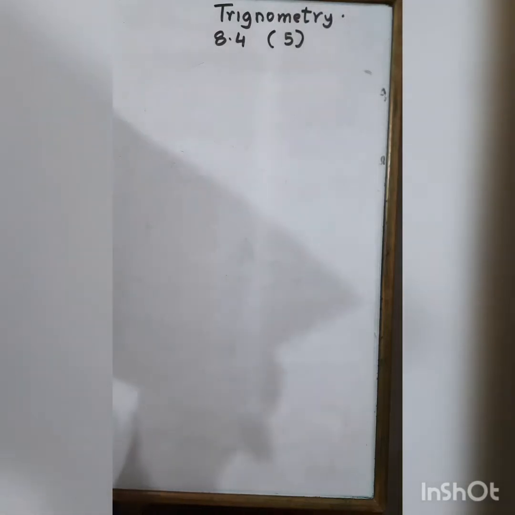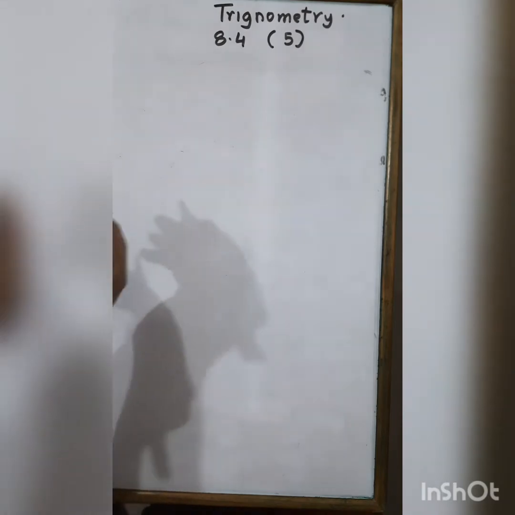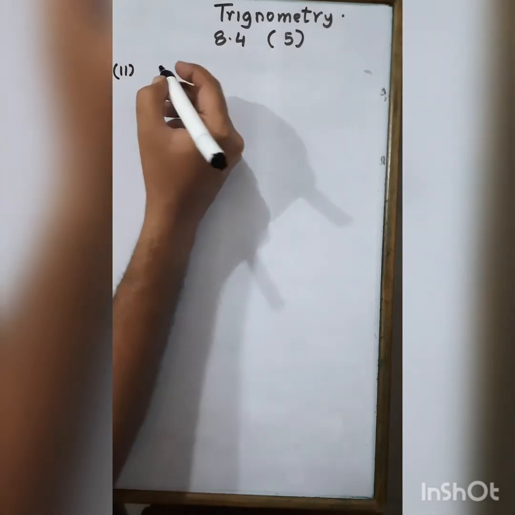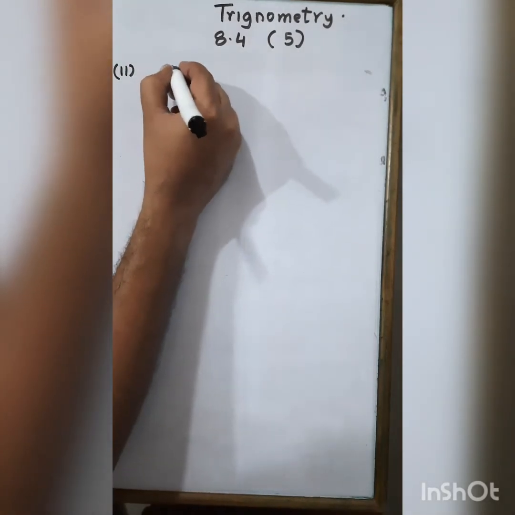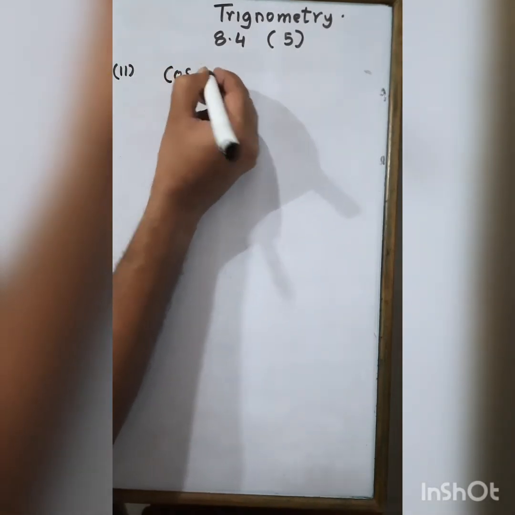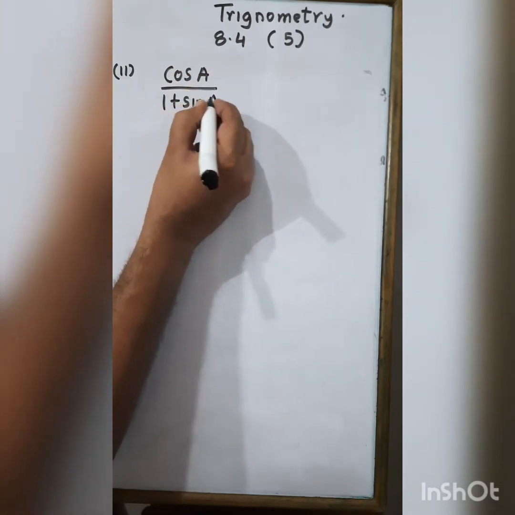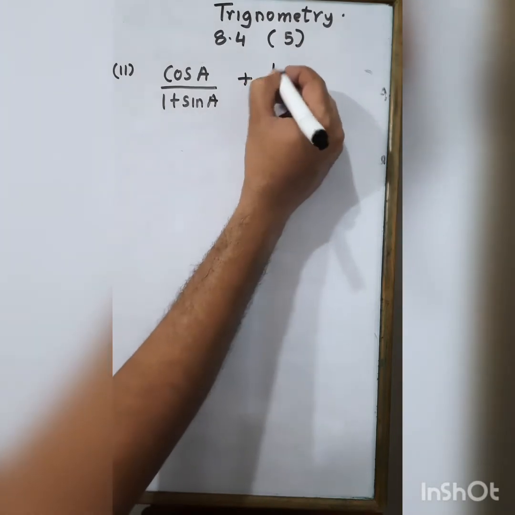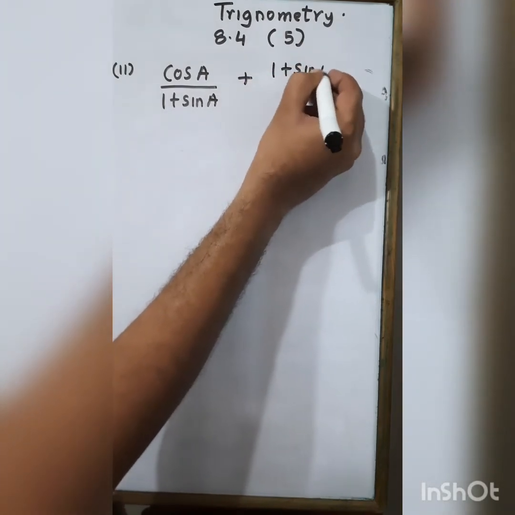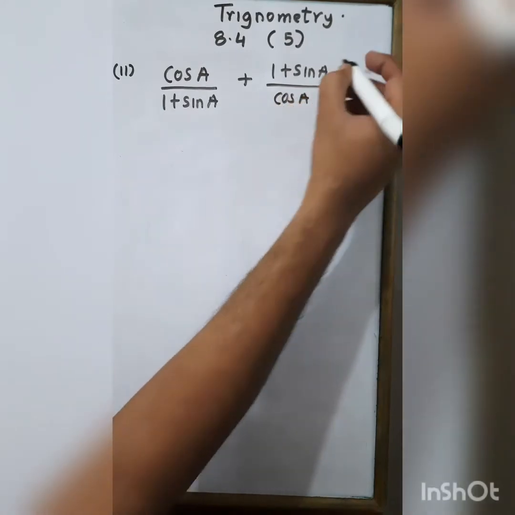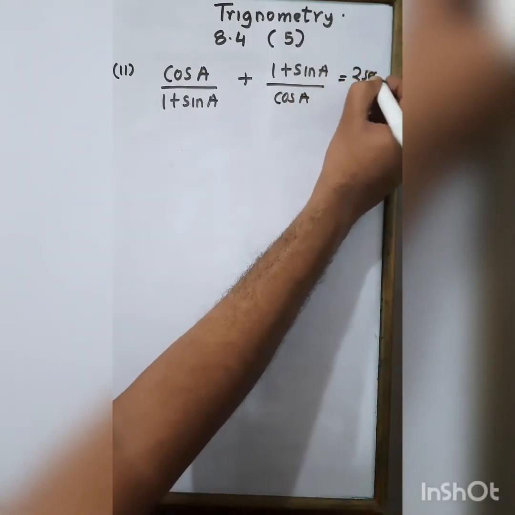Now we'll be solving exercise 8.4, question number 5, subpart 2. We have to prove that cos A divided by 1 plus sin A plus 1 plus sin A divided by cos A is equal to 2 sec A.